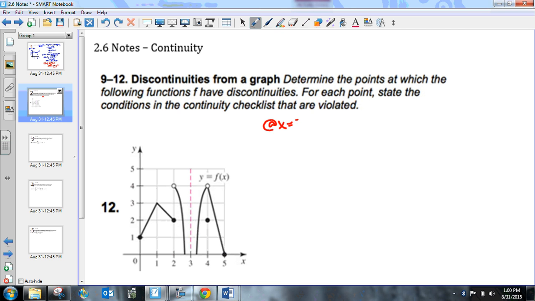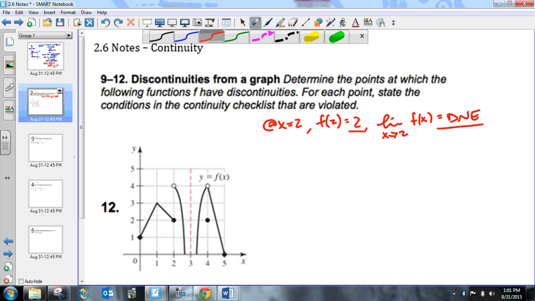At x equals 2, let's find our function value. I know that f of 2 is equal to 2. That's where my point is. Then, what's the limit as x approaches 2 of f of x? That doesn't exist. There's a break in this graph, so the limit does not exist. The function value is 2, but my limit doesn't exist. In order for this to be continuous, my function value has to equal my limit value. Because these are not the same, it's not going to work.